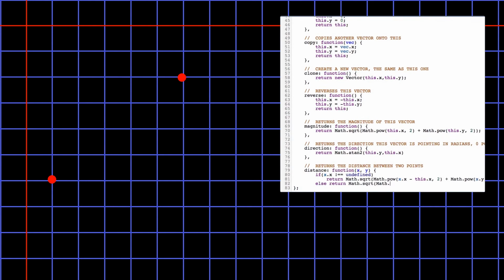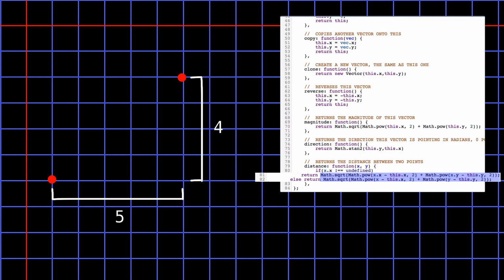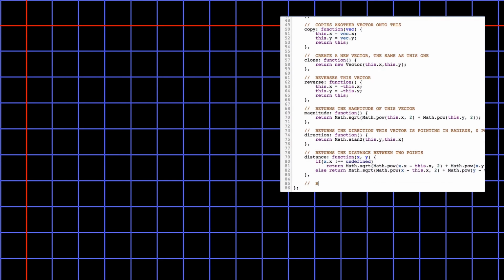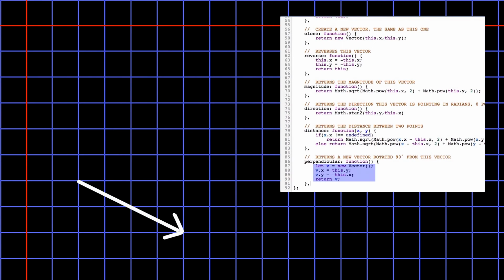Distance is a helper function. Instead of creating a new vector and measuring the magnitude of it, distance just applies Pythagoras' theorem directly to 2 points. Perpendicular returns a new vector, but flips the values around and makes one negative to create a vector that points at a right angle from the original.